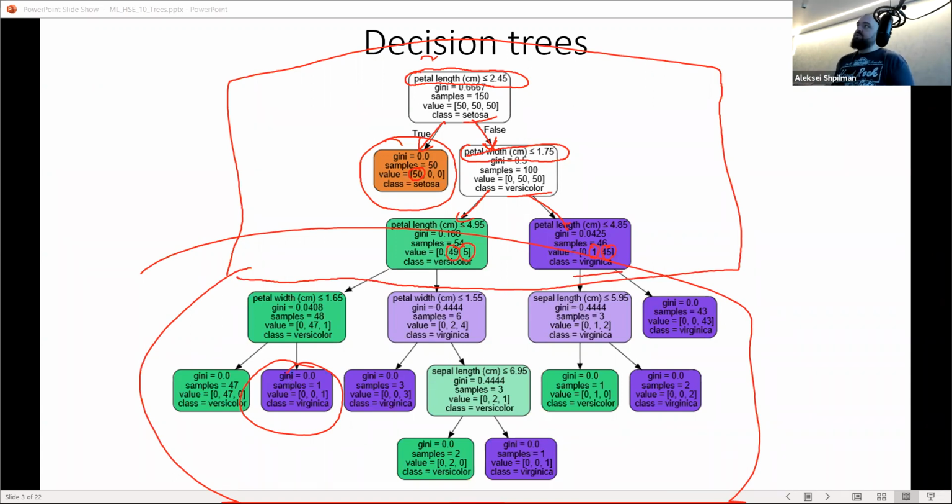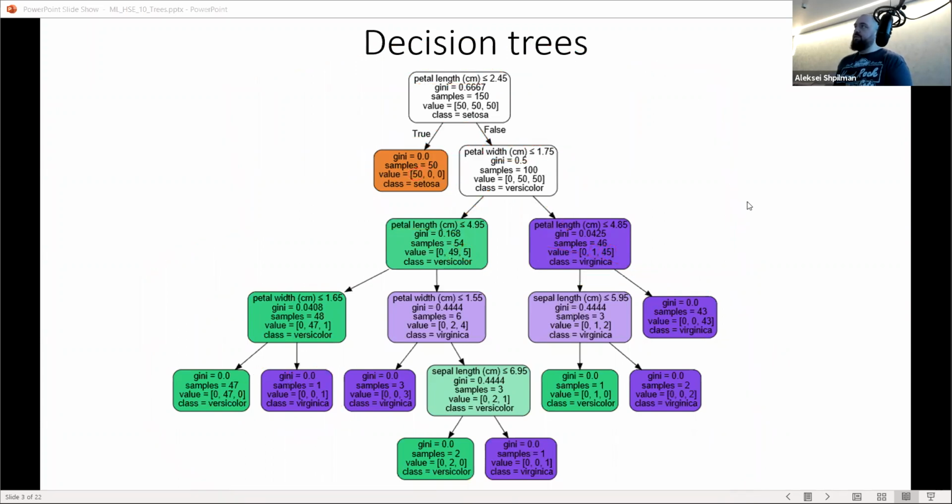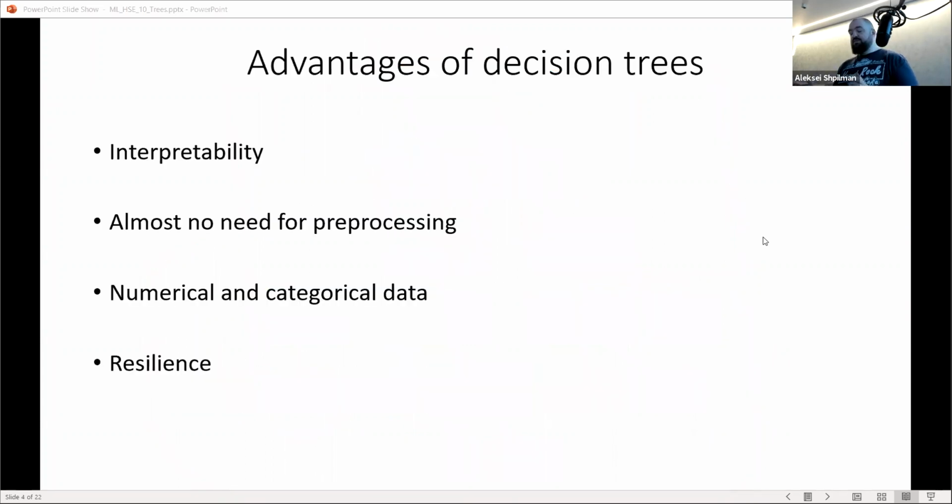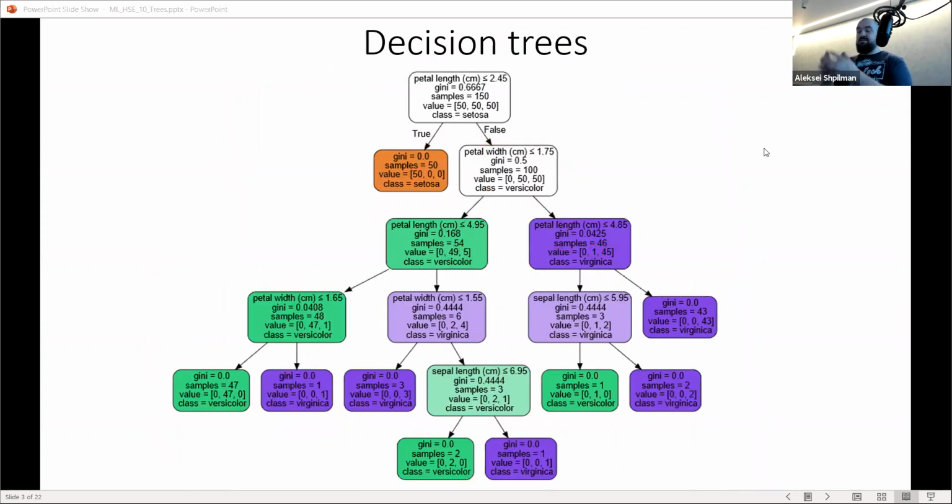Now, this is a general picture of a tree. There are some advantages to a tree. And the most commonly mentioned one is interpretability. Interpretability means you understand the rules, right? So it's not some complex formula. Well, distance in high dimensional space is also kind of strangely defined.